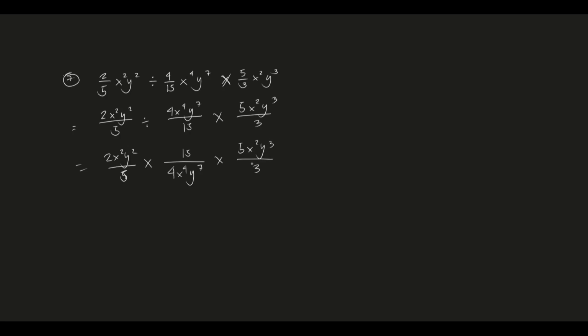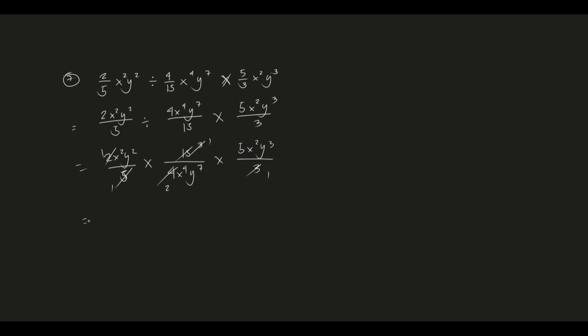Then let's find a way to cancel out so that it will be easy for us to simplify. So we have here 5 and 15. Since 5 and 15 are divisible by 5, 5 divided by 5 is 1, and 15 divided by 5 is 3. We also have here 2 and 4. Both of them are divisible by 2. So 2 divided by 2 is 1, and 4 divided by 2 is 2. We also have here 3 and another 3. So both of them are divided by 3. So 3 divided by 3 will become 1, and 3 divided by 3 will become 1.